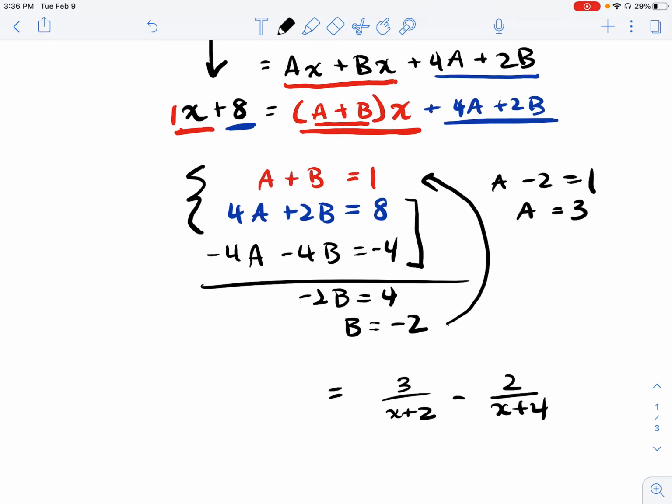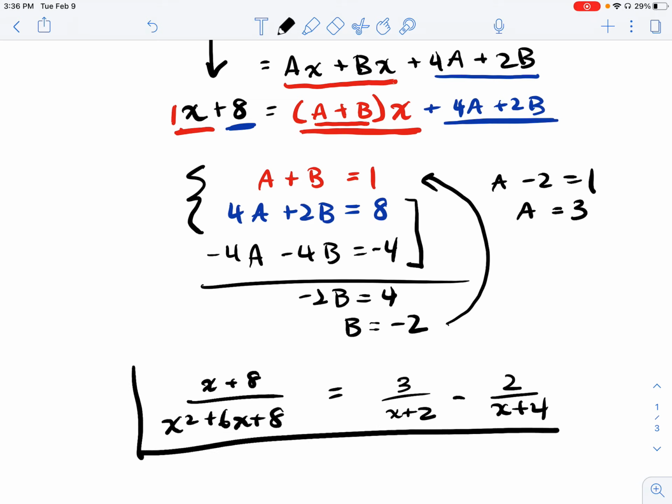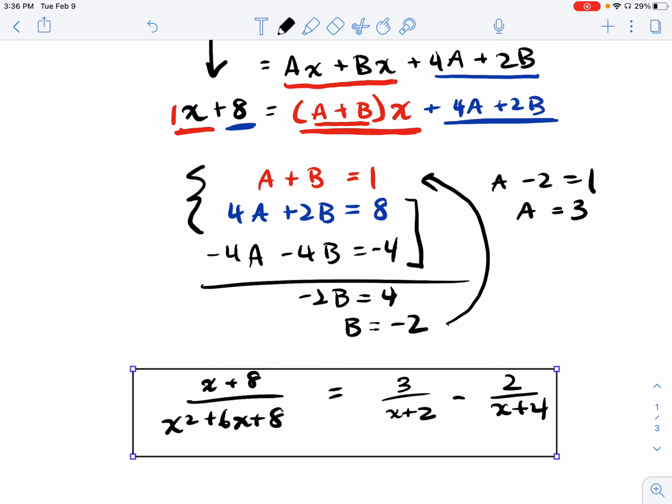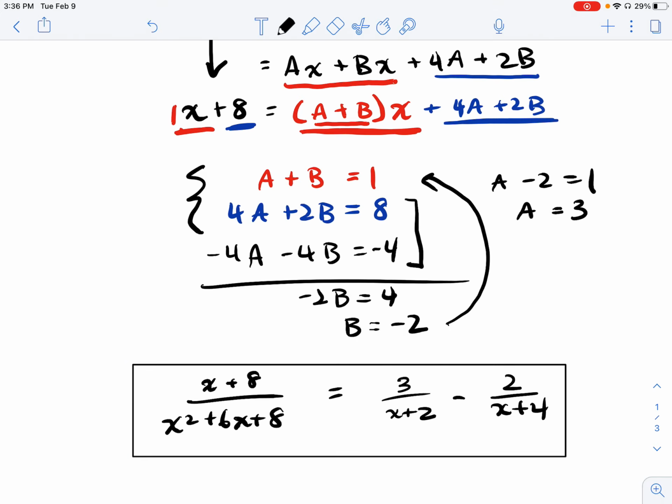And that is our decomposition of our original fraction, which was x plus 8 over x squared plus 6x plus 8. This is what we box. This is our solution. And what we've done is we have decomposed this fraction as the sum, in this case difference, of these two smaller fractions.